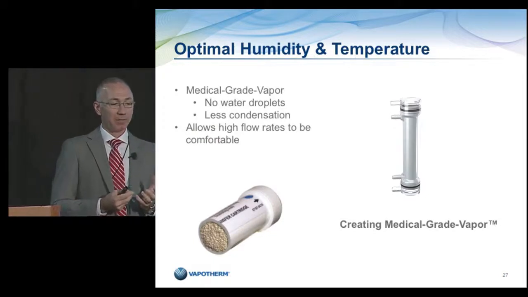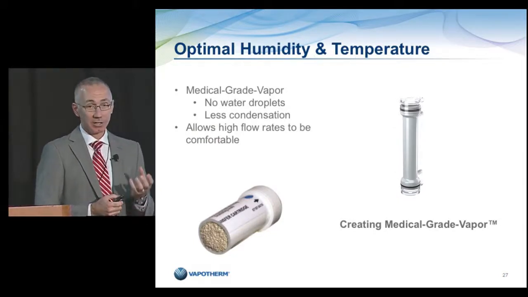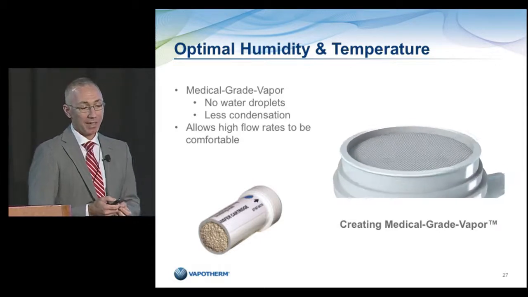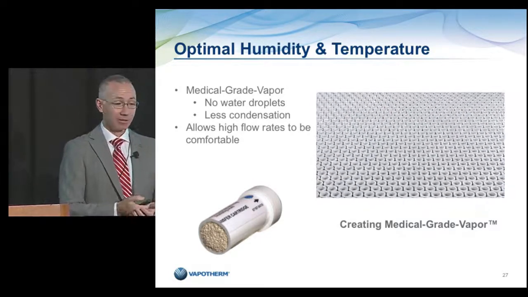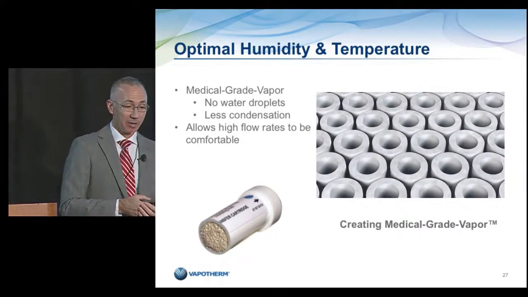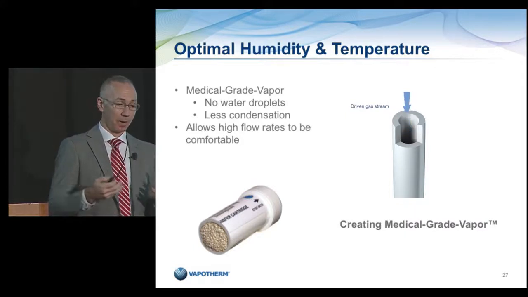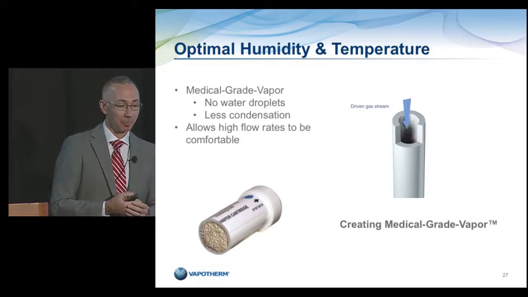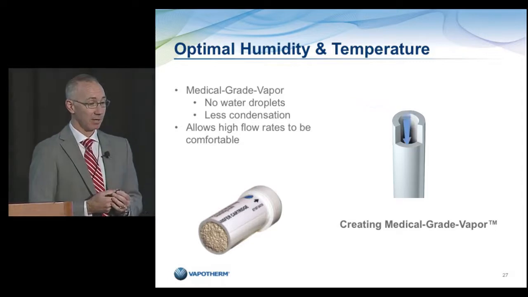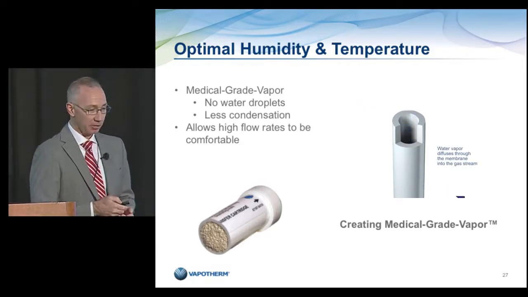The medical grade vapor is fully conditioned through a cylinder. It's a cartridge that has hollow tubes through which the medical grade gas, oxygen and nitrogen, will go through. It is then hydrated to full humidification by permeation of water vapor through this hollow wall. And then the gas comes out fully conditioned on the other side.